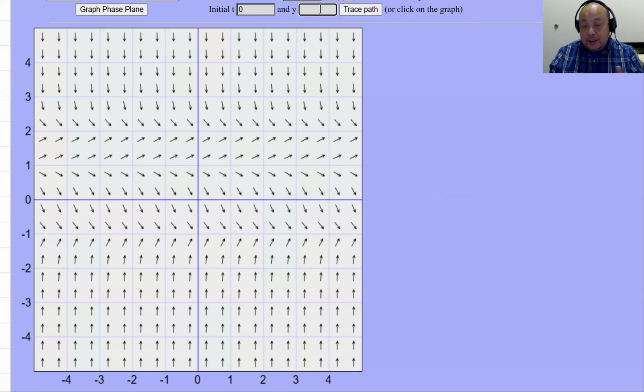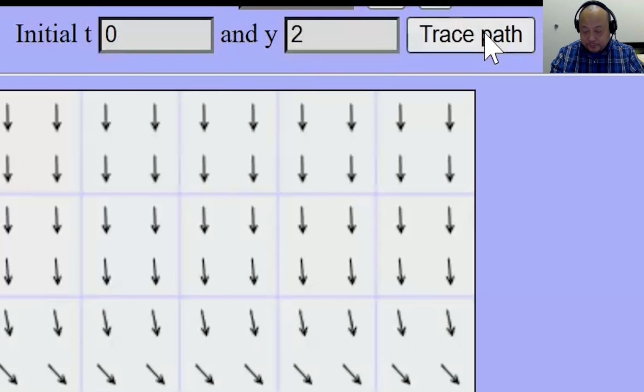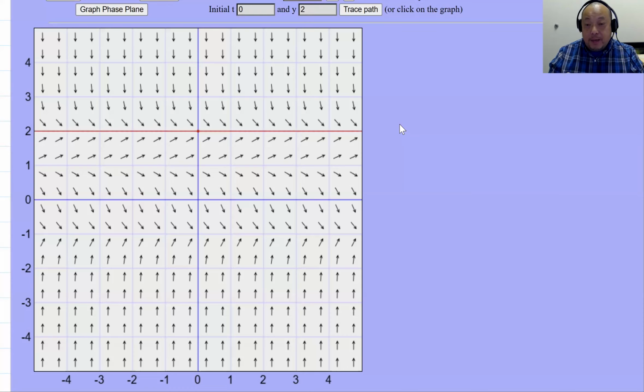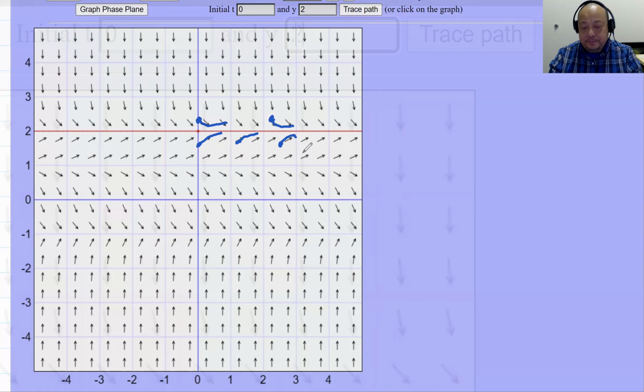Welcome back. Let's take a look at one equilibrium solution at a time. The first one is y equals 2. If you're off of it by a little bit, you fall back in because all the slopes are pointing toward the equilibrium. And the same thing at the bottom. You just merge up into it. For the solution y equals 2, it's a stable equilibrium.